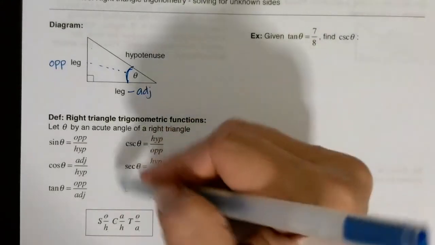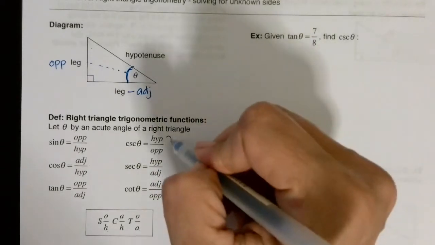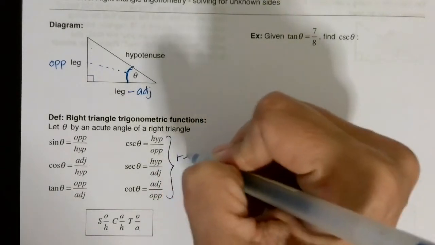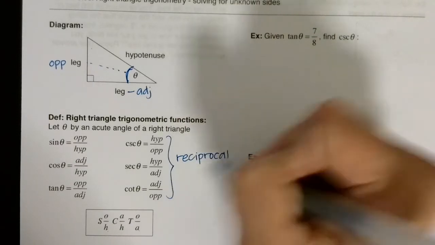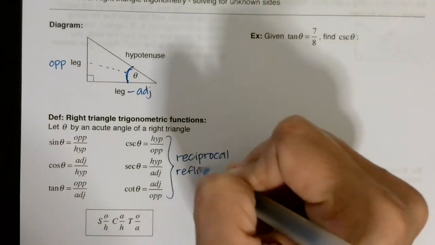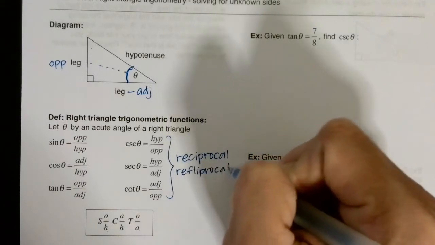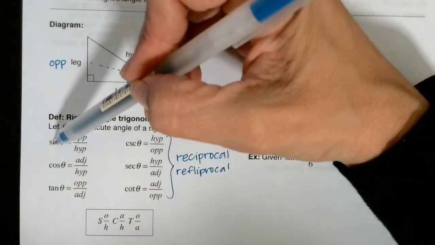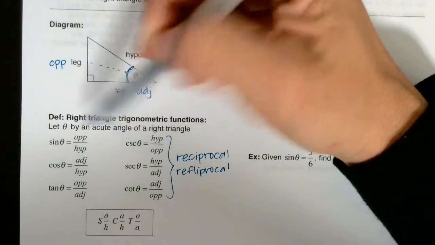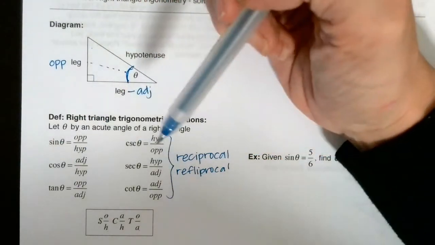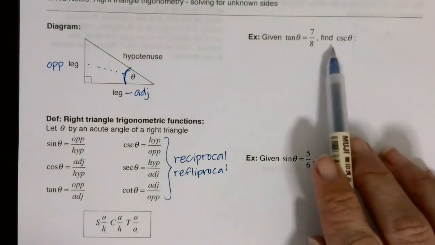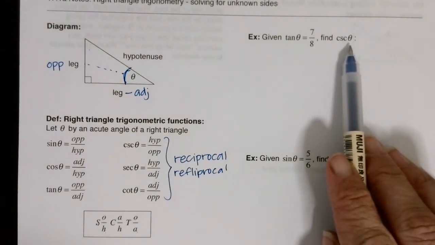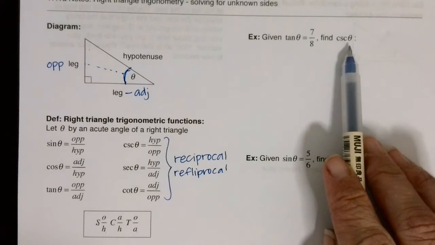Now you might be wondering what these guys are right here. These are called the reciprocal functions, or as I like to call them, refliprical. And the reason why is because, look, sine and cosecant are reciprocals. You just flip your fraction. So you might be asked a question like over here, which says the cosecant of theta, and you're like, oh my goodness, I don't remember cosecant. Who does it go with?